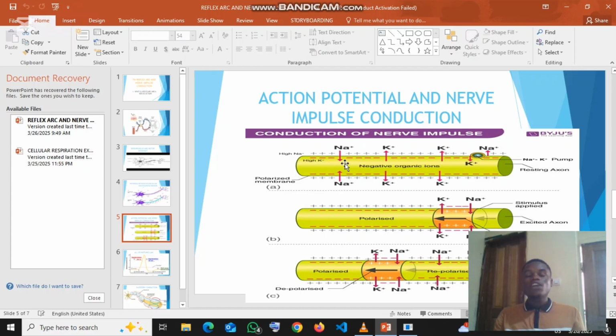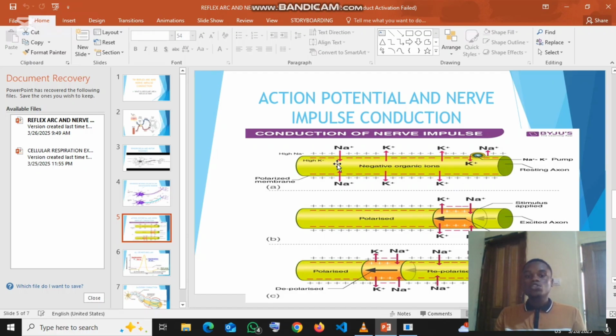Now, we have more positive charges outside of the axon. What we are representing here is the axon of a nerve cell, mostly the axon of a non-myelinated neuron. On the outermost part of that membrane, we have more positive charges. In the innermost part, we have more negative charges. That is why, moving from outside to inside, the potential is negative 70. That's the resting membrane potential. So when no nerve impulse is being conducted, the membrane potential of the axon of the nerve cell is at negative 70.